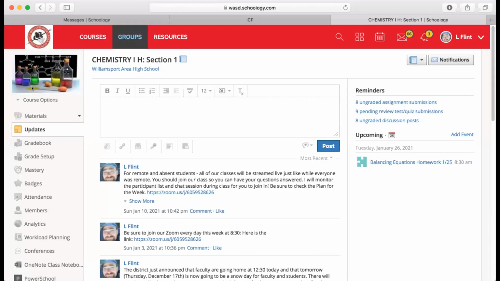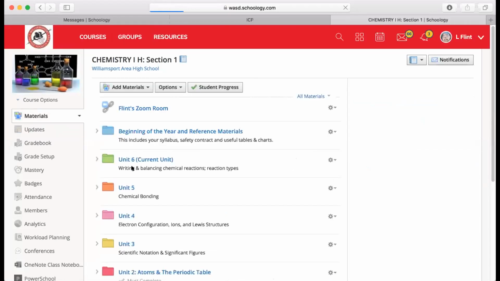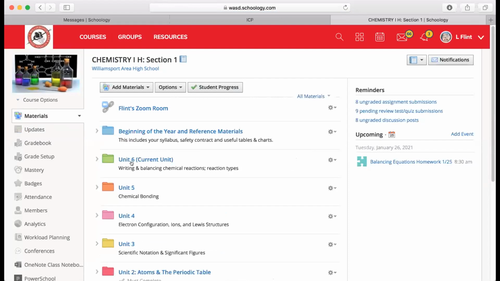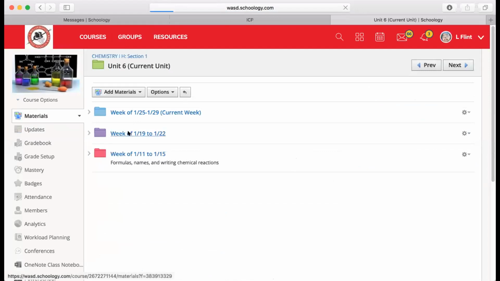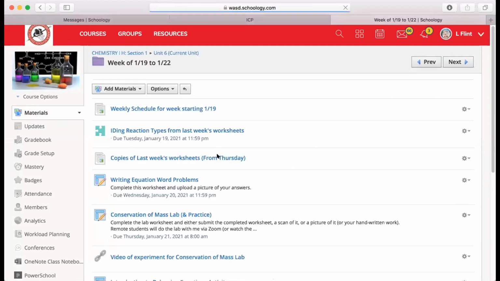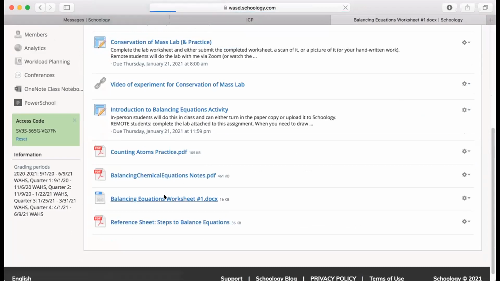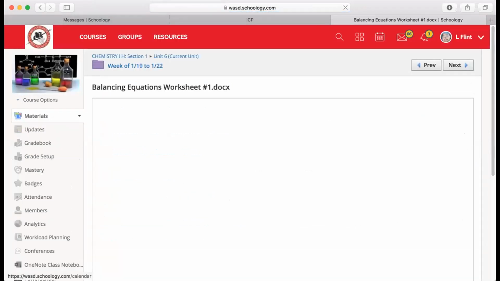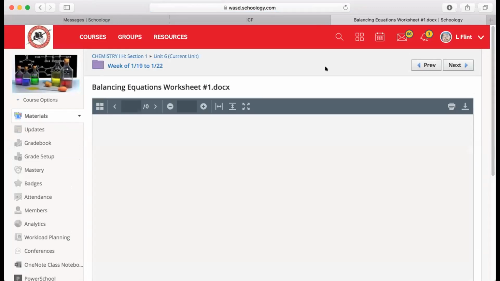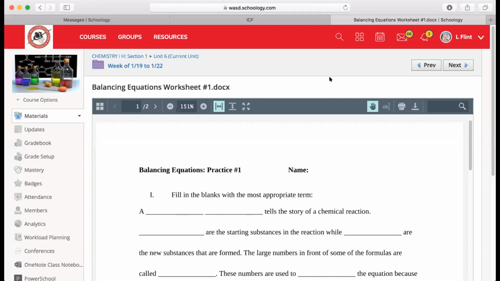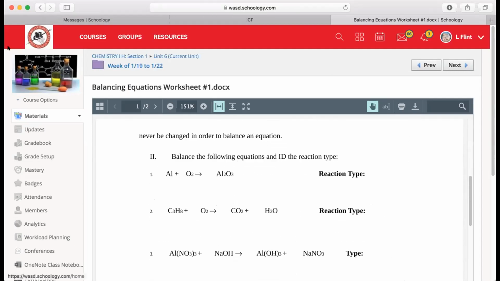In Chem 1, in materials, Unit 6, it's at the end of the stuff from last week, but it's paper. I'll show you what it says at the top. I got the mic. It says balancing equation practice number 1. And it's got some stuff about concepts for balancing equations, and there are some reactions to balance.